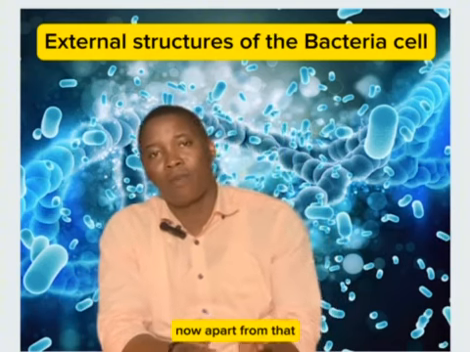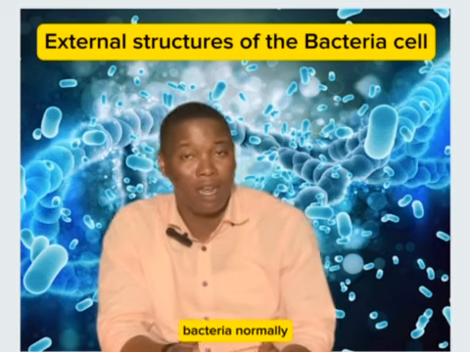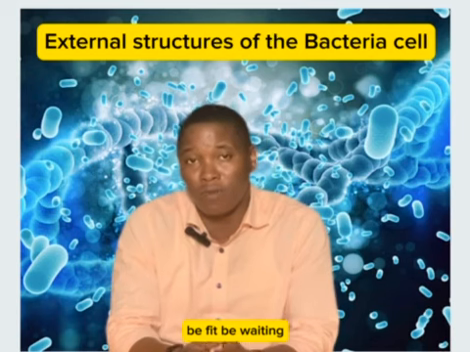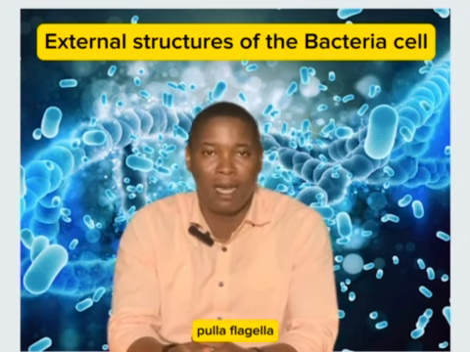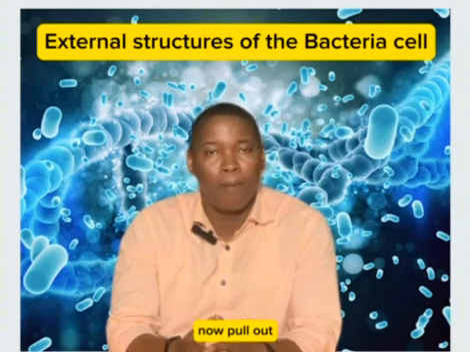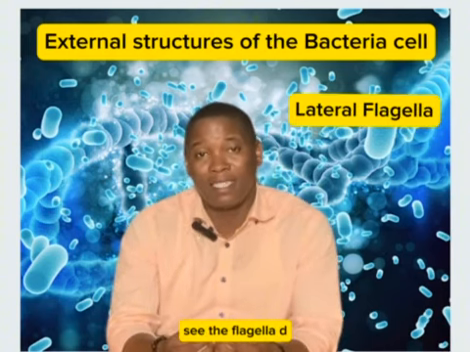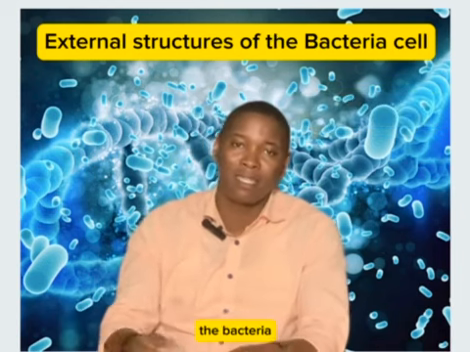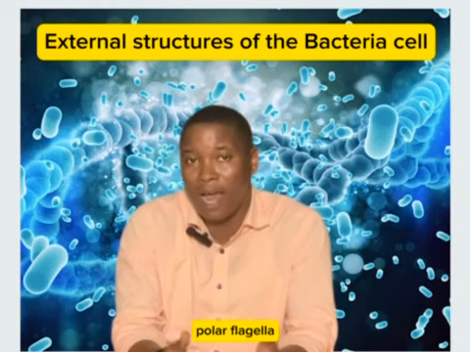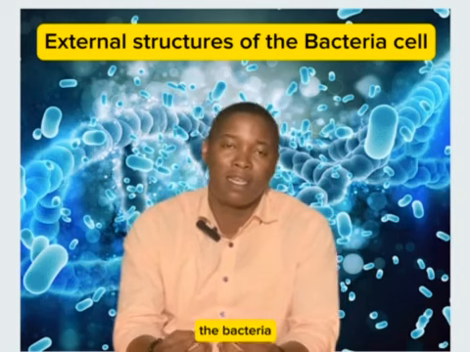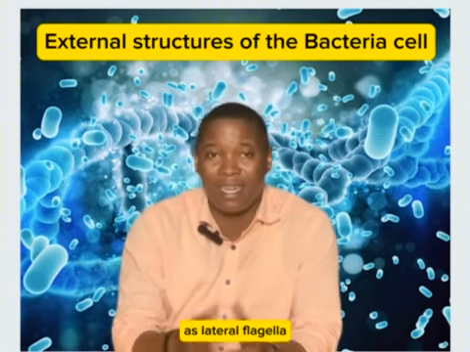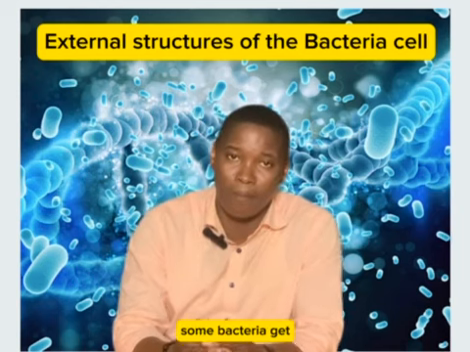Now apart from that, we need to know say bacteria normally they get majorly 2 types of flagella. The flagella fit be wetin they call polar flagella, or we dey call them lateral flagella. Now polar flagella means say the flagella dey at the ends of the bacteria, north pole or south pole of the bacteria. We will say that bacteria get polar flagella. Sometimes too, the bacteria they get flagella wey dey surround them for the side. That kind of flagella we dey refer to them as lateral flagella, and na wetin some bacteria get.